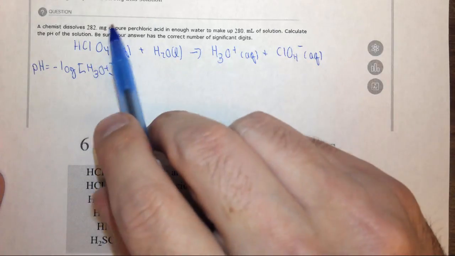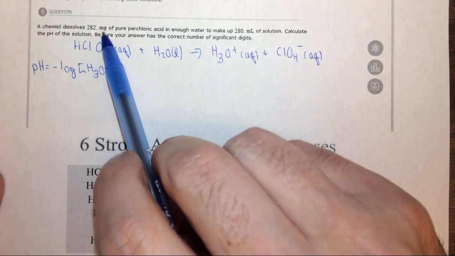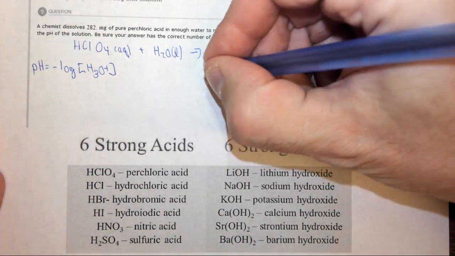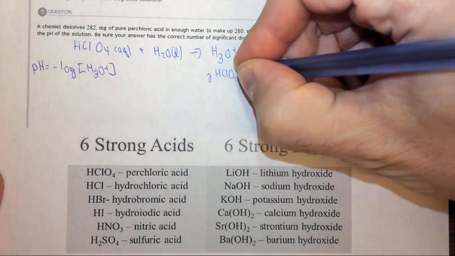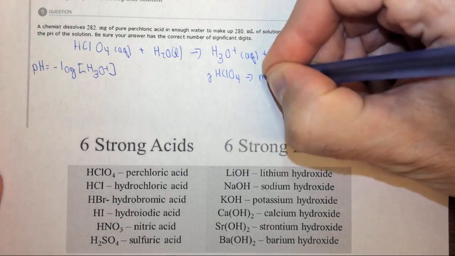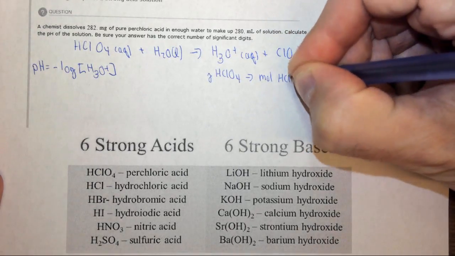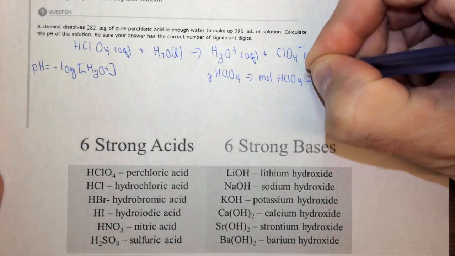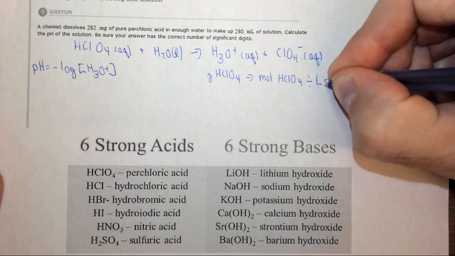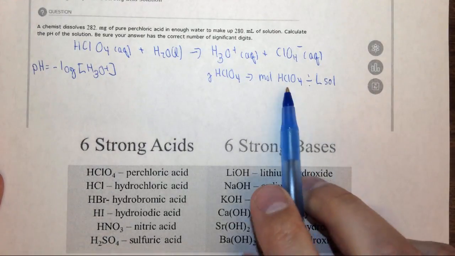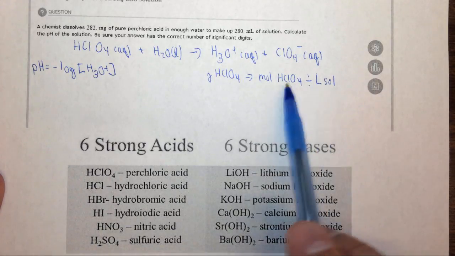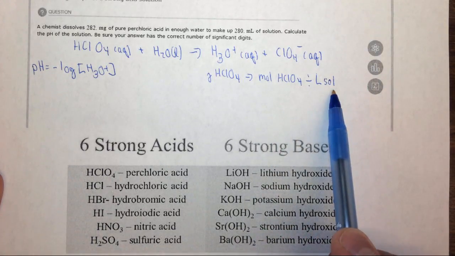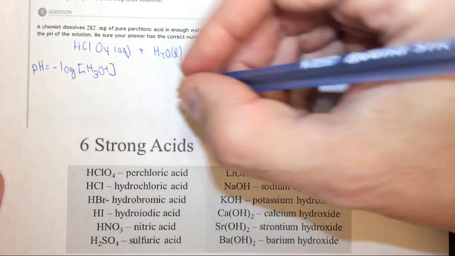So how do we do that? Well, what we need to do is convert from grams of HClO4 to moles of HClO4, and then divide those moles by liters of solution, and that'll give us the molarity, because remember, molarity is moles per liter, so this isn't truly dimensional analysis, we're dividing by the liters. So we can't use milligrams, we have to use grams.